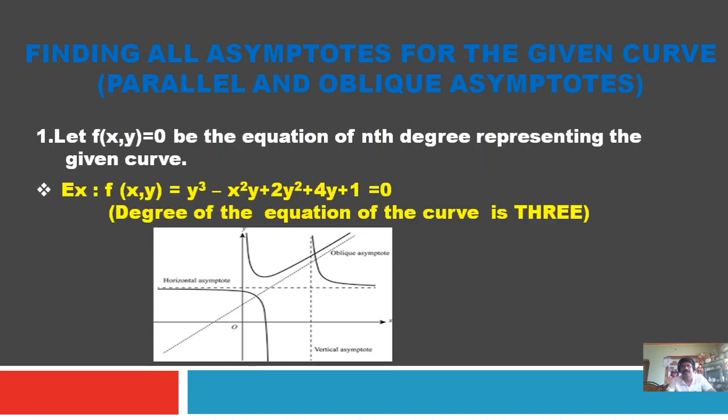In my example, I have taken one equation of the curve like this: f of x comma y equals y cube minus x square y plus 2y square plus 4y plus 1 equals 0. Here the highest degree of the terms of the equation is 3. Therefore, we consider the degree of the equation as 3. This is the first step. Suppose the RHS is not equal to 0 in the given equation of the curve, bring all the terms in the RHS to the LHS and make the RHS equal to 0.